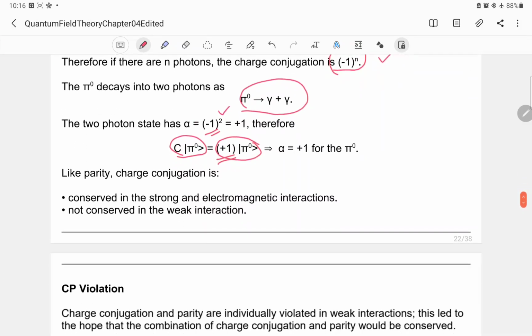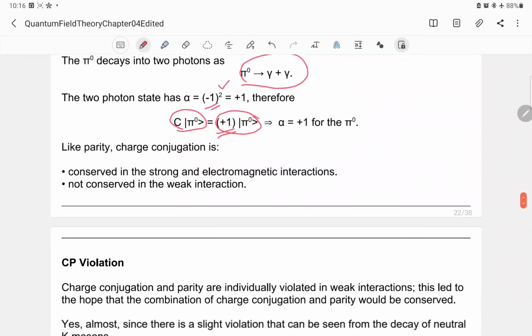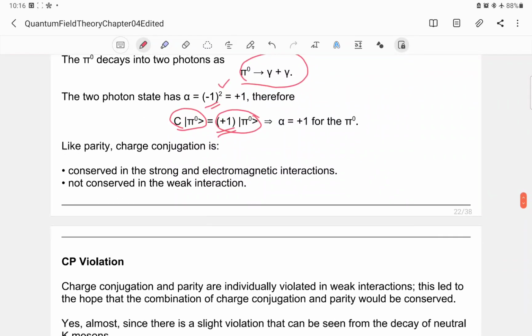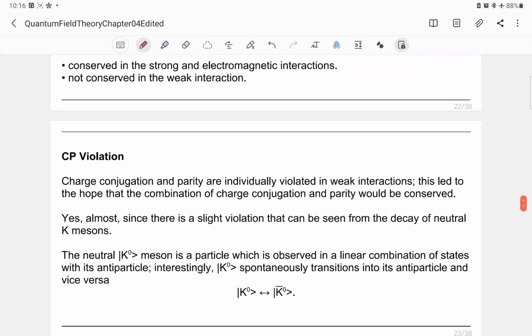So like parity, charge conjugation is conserved in strong and electromagnetic interactions, but not in weak interactions. And let's look at that in the following sections.